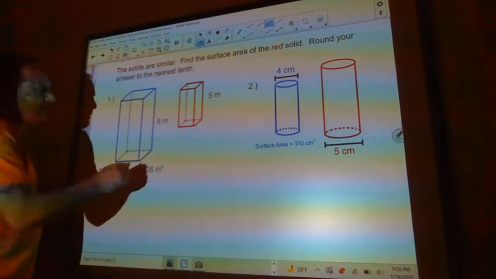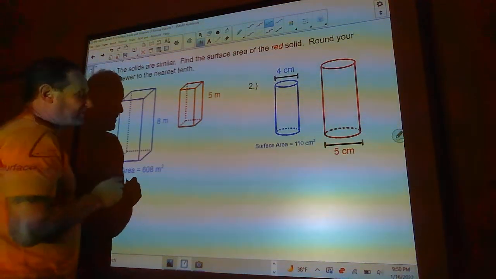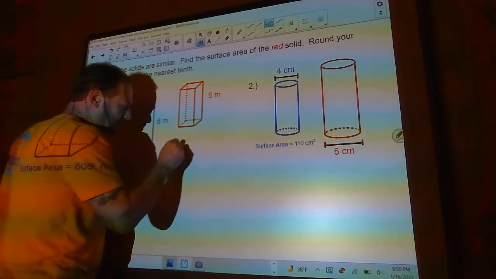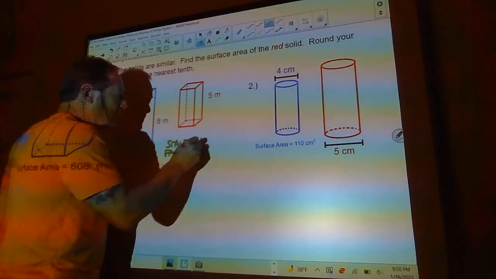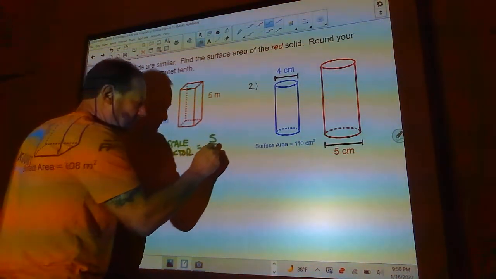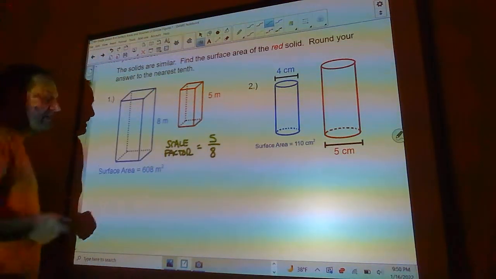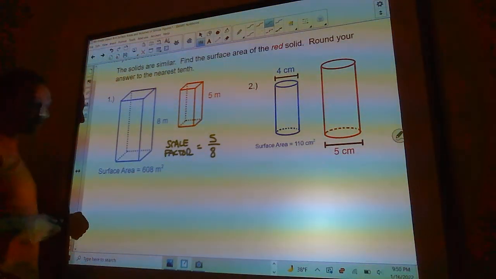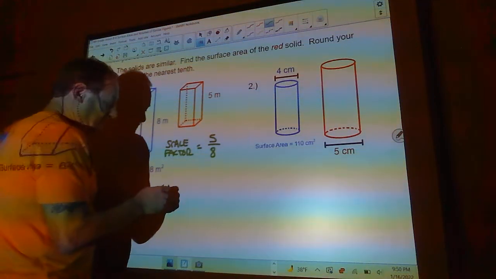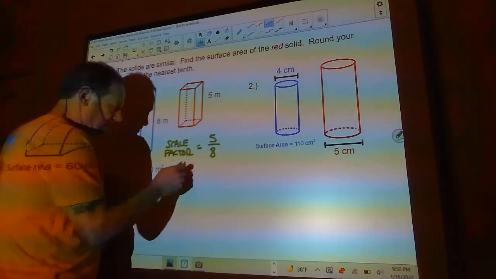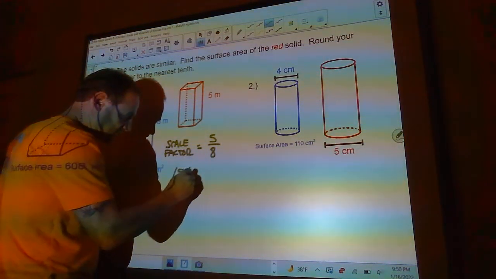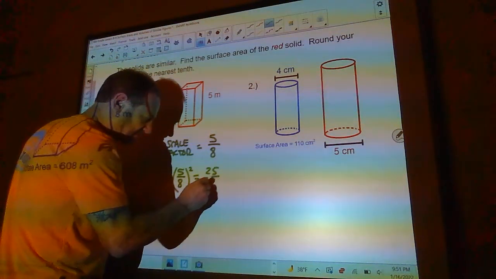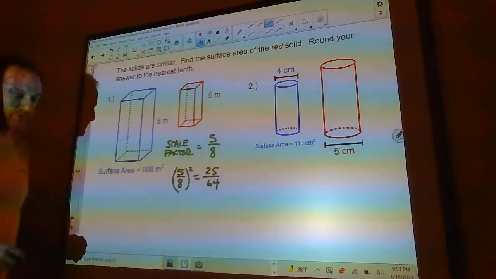Okay, so the first thing you want to do here on this one is you want to get the scale factor. So the scale factor is going to be 5 to 8. Now it doesn't matter if you get 5 to 8 or 8 to 5, as long as you get the surface area in the right place. Okay, now, since it's surface area, the ratio is going to be 5/8 squared, or 25/64.